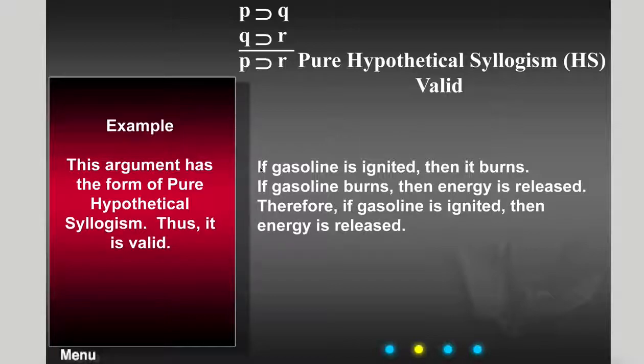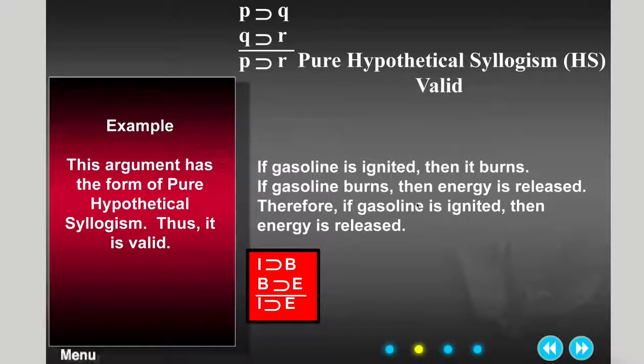So for example, we could have if gasoline is ignited, then it burns. If gasoline burns, then energy is released. Therefore, if gasoline is ignited, then energy is released. Okay? And again, you could put it with different lettering, right? But it's the same form, right? Do you see how it's if I then B, get rid of the B's, and it's if I then E. If I then E is the natural conclusion. Okay? This is the proper form of reasoning.